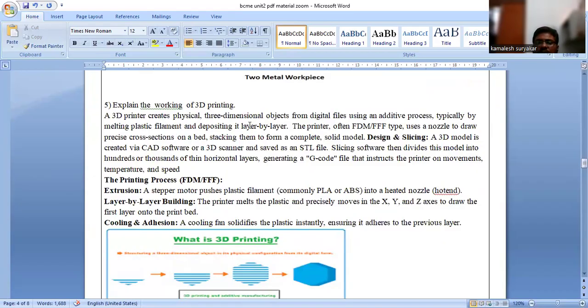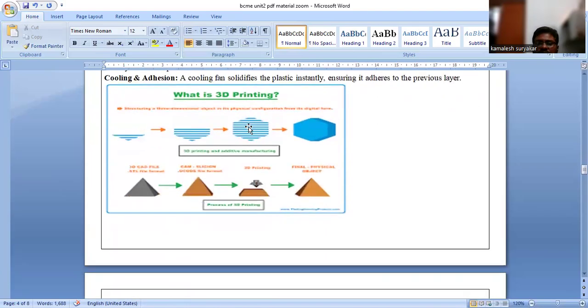Explain the working of a 3D machine. What is this 3D machine? You can see this one. First you are having three layers. After that you can see six layers. After that a full 2D image is formed. After that the 3D image is formed. So it is made layer by layer. This layer by layer making of any object is called 3D printing.